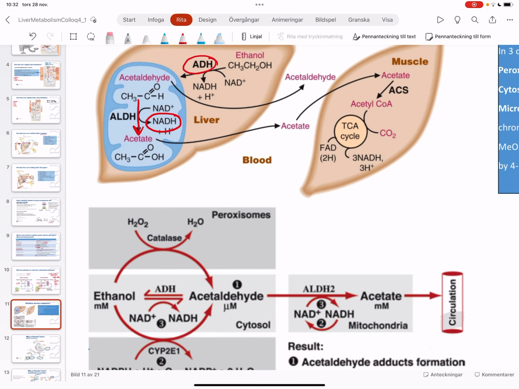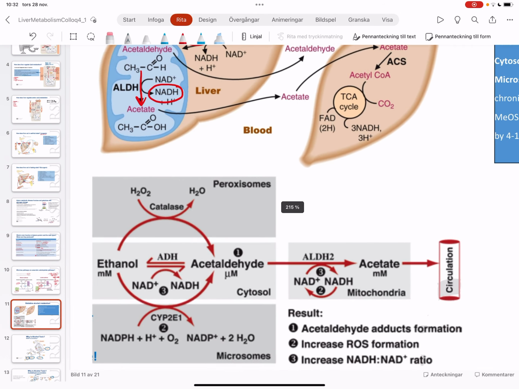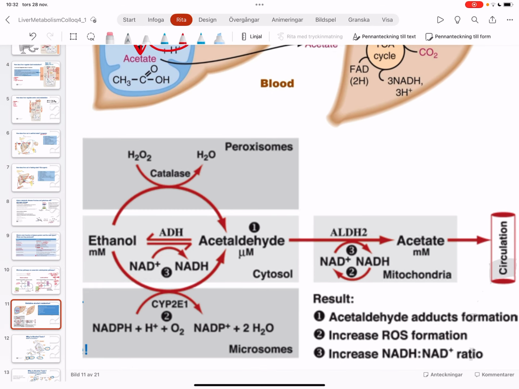Now, the conversion of ethanol to acetaldehyde can happen in 3 different places. It can happen in the cytosol, which is the most common place for it to happen. I think 80%, 90% of alcohol metabolism, or conversion of ethanol to acetaldehyde, happens in the cytosol. And it happens by this enzyme, alcohol dehydrogenase. Okay, and then it goes to the mitochondria and it forms acetate.